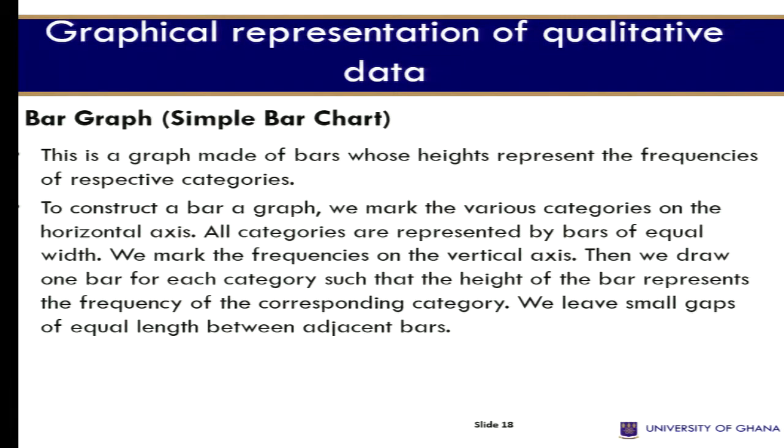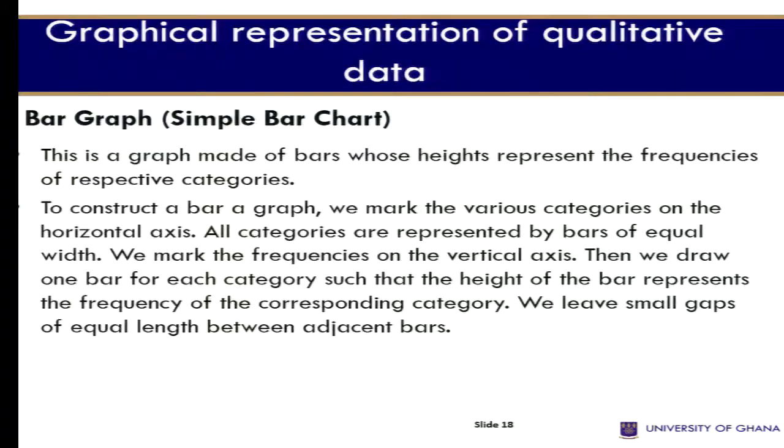So, bar graph, and we are going to look at a simple bar graph. This is a graph made of bars whose heights represent the frequencies of the respective categories. So you see that the bars are not just there, but the height of every bar is related to the frequencies we saw on the table. Now, to construct a bar graph, we mark the various categories on the horizontal axis. All categories are represented by bars of equal width.